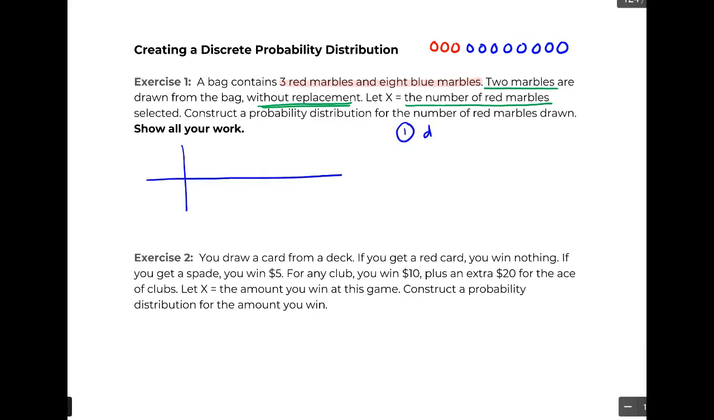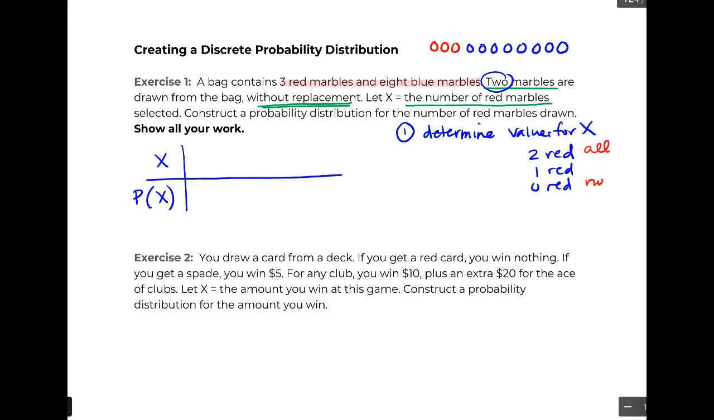Step 1, you need to determine values for x. Right? What are the different numbers of red marbles we can end up with? In this case, we're selecting 2 marbles, so I could end up with 2 red. It is also possible to get 1 red and 0 red. Typically, especially with these sampling problems, we're going to go all to none. So if I write these down, I could have 0, 1, or 2 as my possible x's. Step 2 is to find the probabilities for each of those x's.